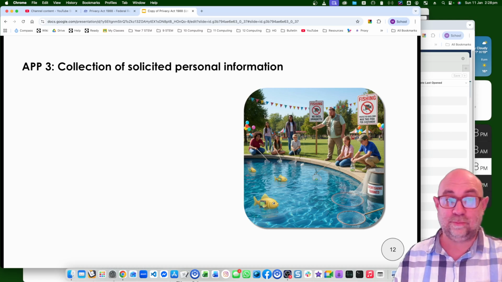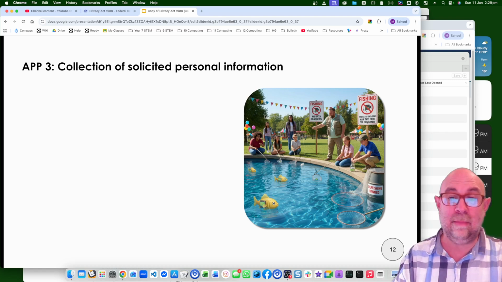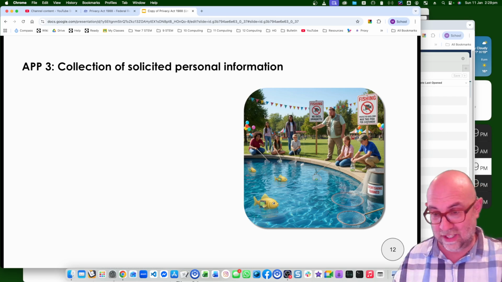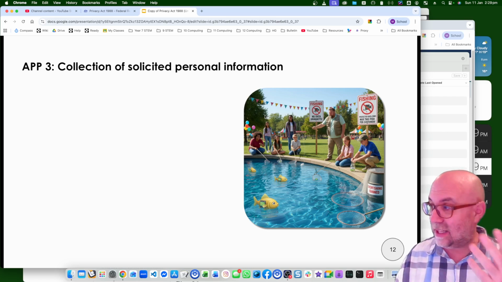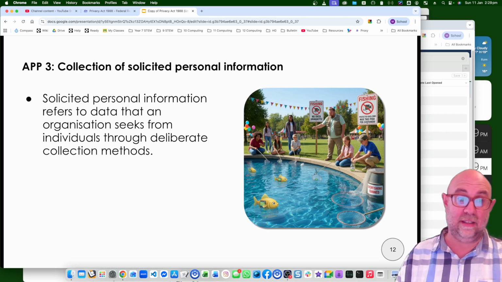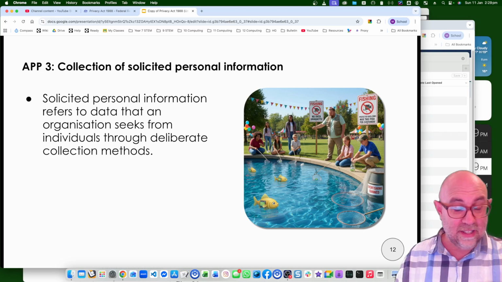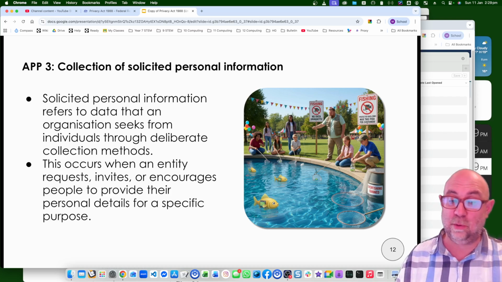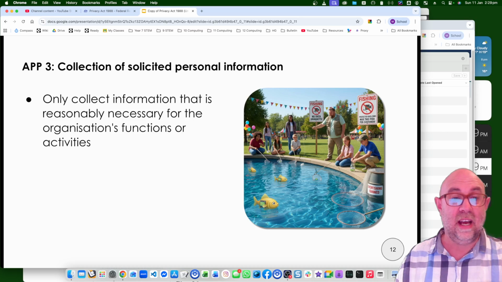Number 3. The collection of solicited personal information. Solicited means you ask for it. So, it's on the application form. It's when you set up an account. It's something that you're actually saying, hey, give us this information, even if you're just suggesting it. So, deliberate collection methods. It occurs when the entity requests, invites, encourages people to provide details.